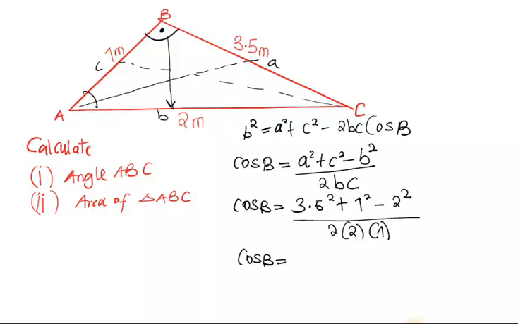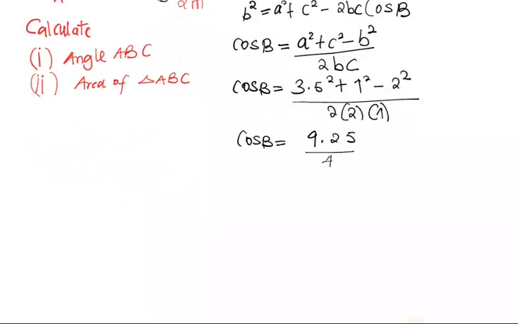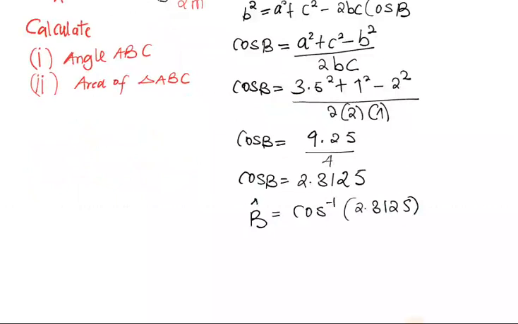So 3.5, we square it, then we say plus 1, then we say minus 4, which is 2 squared. I'm getting 9.25 over 4. So we divide by 4, so I'm getting cos B is equal to 2.3125. Then how do we find the angle? So the angle B is equal to cos inverse of 2.3125. So we say shift, then cos, which is the inverse. Then you say open bracket 2.3125.